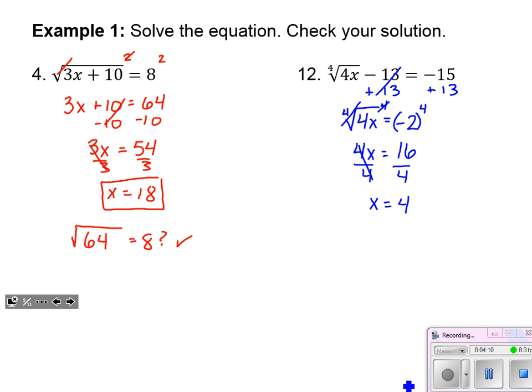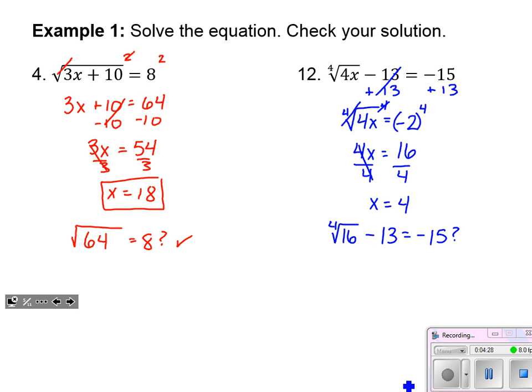Again, I don't want to box that in as an answer. It seems like if we're moving quickly, it's time to move on. You know, that's what makes these tough on the test. We need to go back and check. So let's plug that 4 back in. Is the positive 4th root of 16, then take away 13, equal to negative 15?